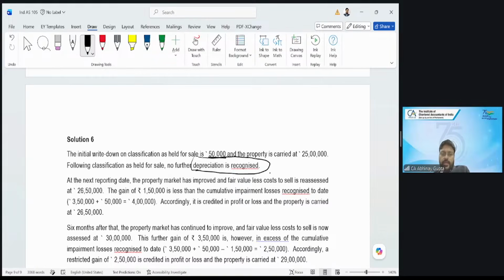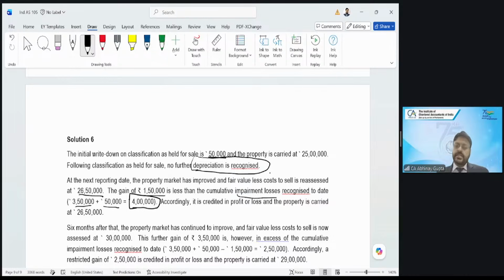At the next reporting date, the property market has improved and the fair value less cost to sell is reassessed at 26 lakh 50,000, right? So the gain is how much? 1 lakh 50,000, right? Is it less than the cumulative impairment loss recognized to date? So what is the cumulative impairment loss? 3 lakh 50,000 plus 50,000 on the classification. So all in all, 4 lakh was the loss which was recognized on that group.